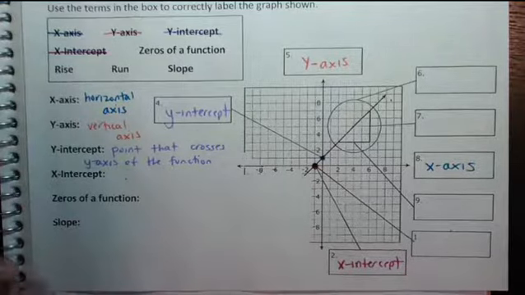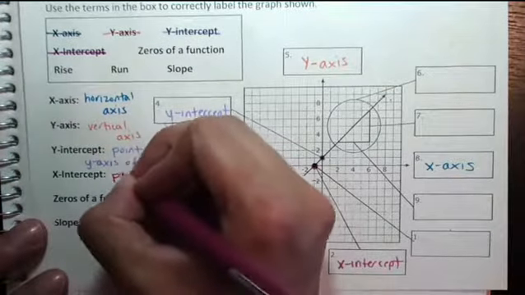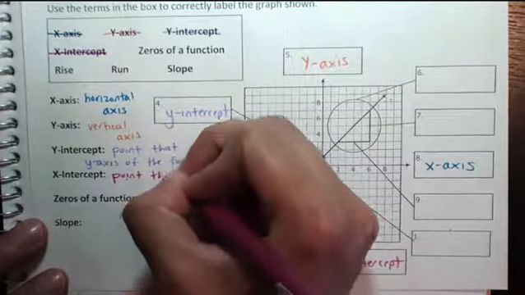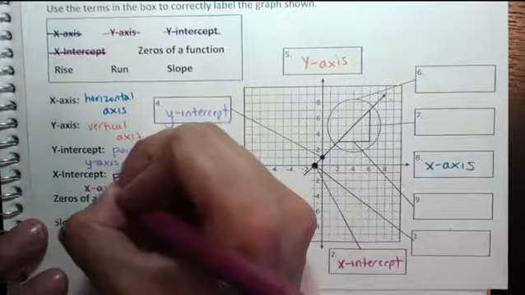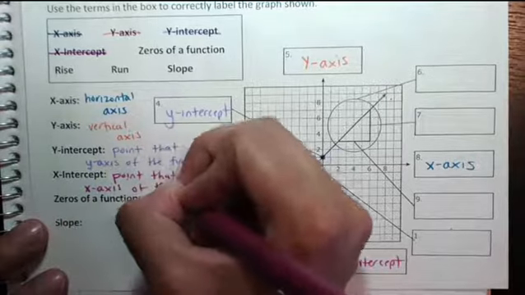Okay, and the x-intercept here, defining it, would be the point that crosses the x-axis of the function.